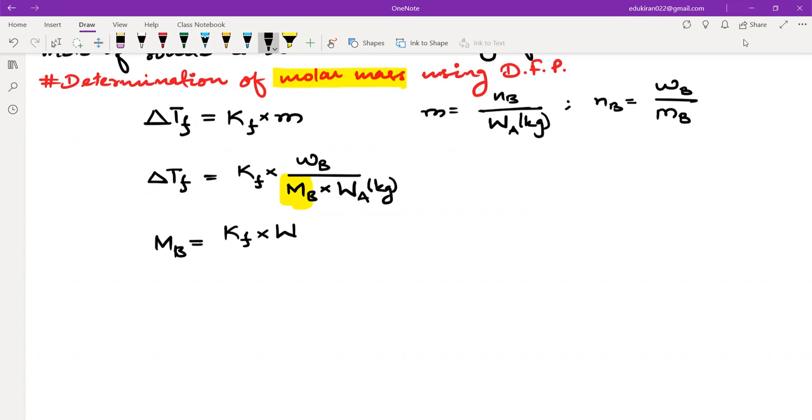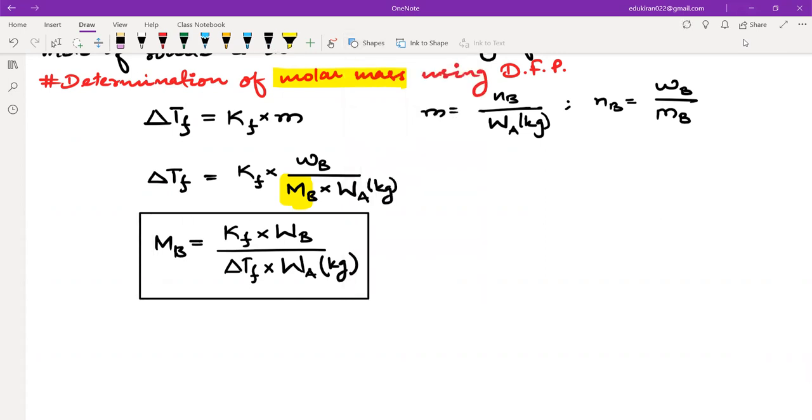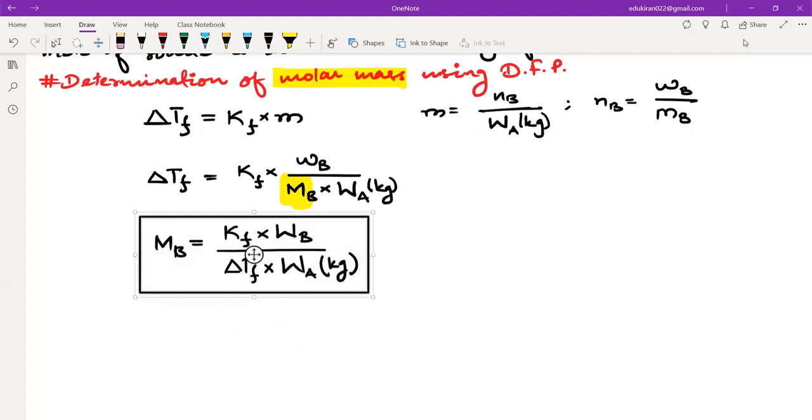KF into WB upon delta TF into WA in kg. So remember this equation, most of the times you will use it. What I will suggest is that you understand this equation. It is not very difficult to come to this from our original equation. If you remember this also, then it is enough. You will be able to calculate the molar mass then also. But you have to remember that if I have delta TF and KF, then I can calculate the molar mass.